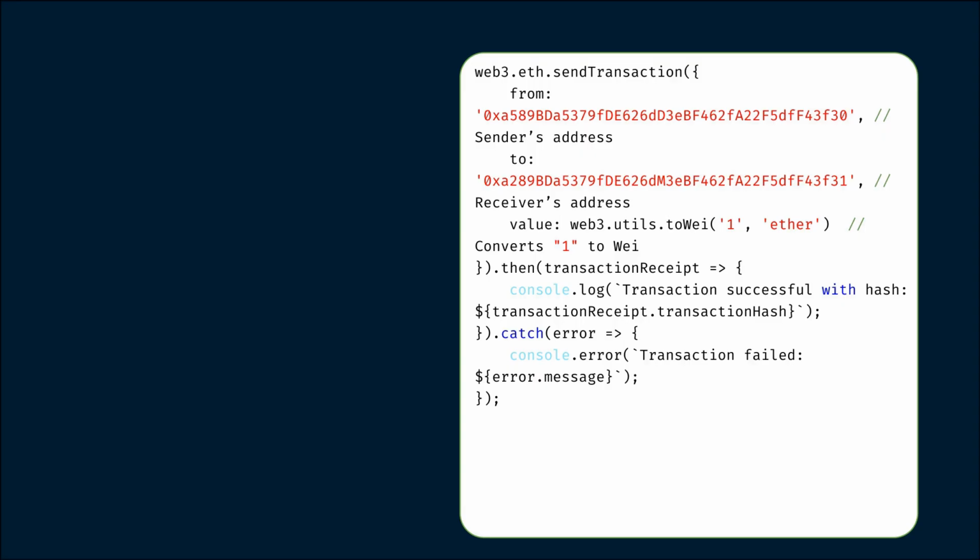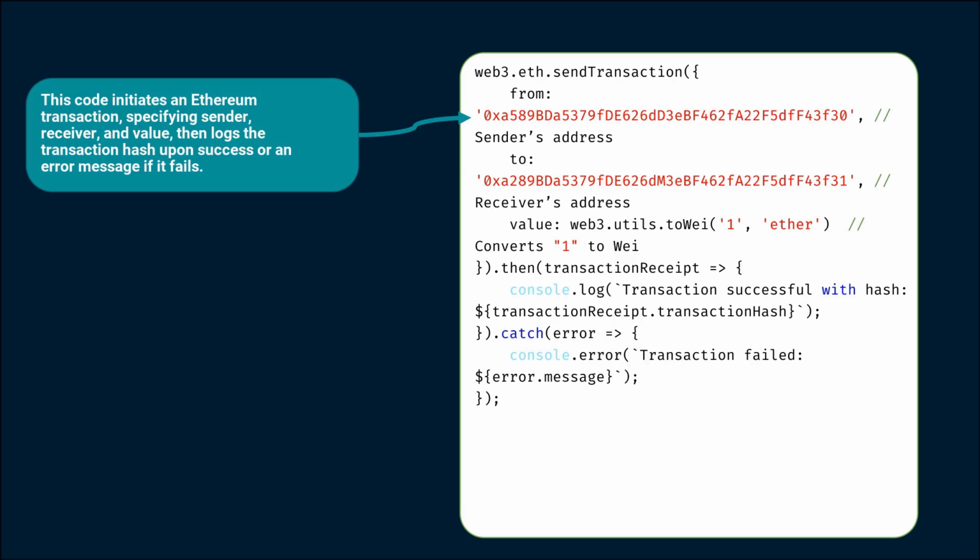Now let's implement the following code to send one Ether from one Ethereum account to another. This segment utilizes the sendTransaction method from Web3, which is essential for executing transactions on the blockchain. In our code, we specify the from address, which is the account initiating the transfer, and the to address, which is the recipient's address. It's crucial to ensure these addresses are accurate, as mistakes can result in irreversible loss of funds. The value field uses the toWei utility function to convert the amount of Ether being sent, one in this case, into Wei, which is the smallest denomination of Ether used in transaction calculations. This conversion is vital because Ethereum transactions are processed in Wei.